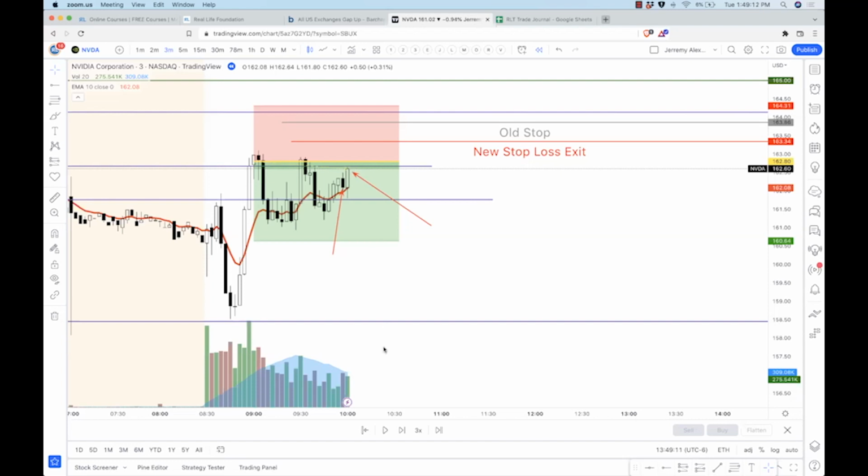Okay, so here's my stats so far for the day. I have 2 trades, 1 win. I mean, it's nothing, 0.09 R, and 1 loss for probably 0.7. So I'm negative on the day.